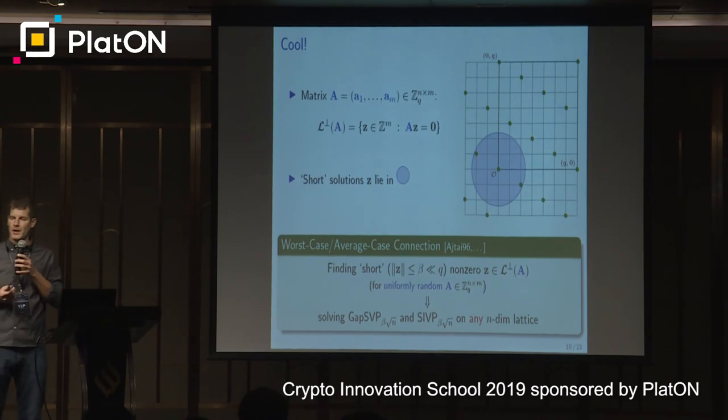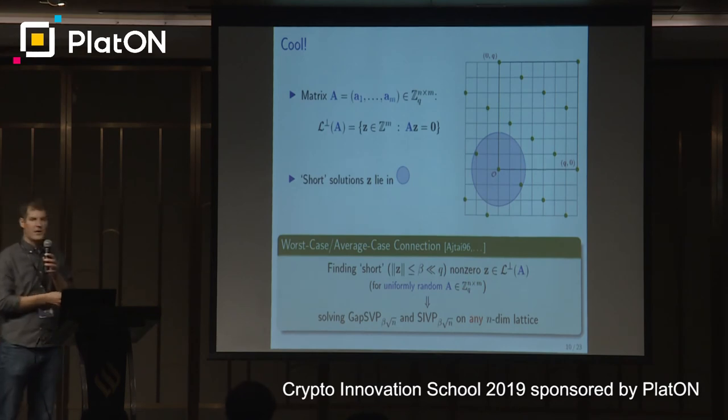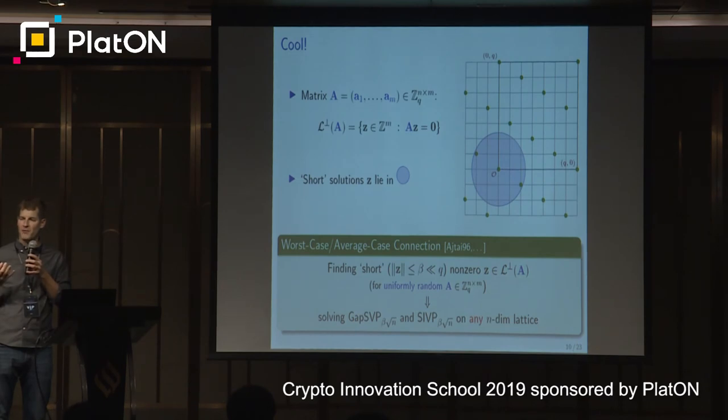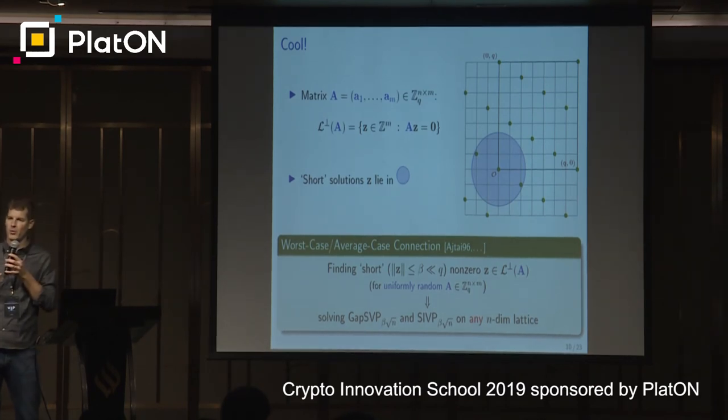An average case problem, the inputs are chosen at random from a specified distribution. In this case, the matrix A is uniformly random modulo Q. So the attacker, or the algorithm that tries to solve SIS, may exploit the fact that the input is chosen uniformly at random. In addition, we are happy with an attacker that solves the problem with non-negligible probability. So even if it succeeds in only 1% probability or something like that, that would be considered an acceptable solver for the problem.